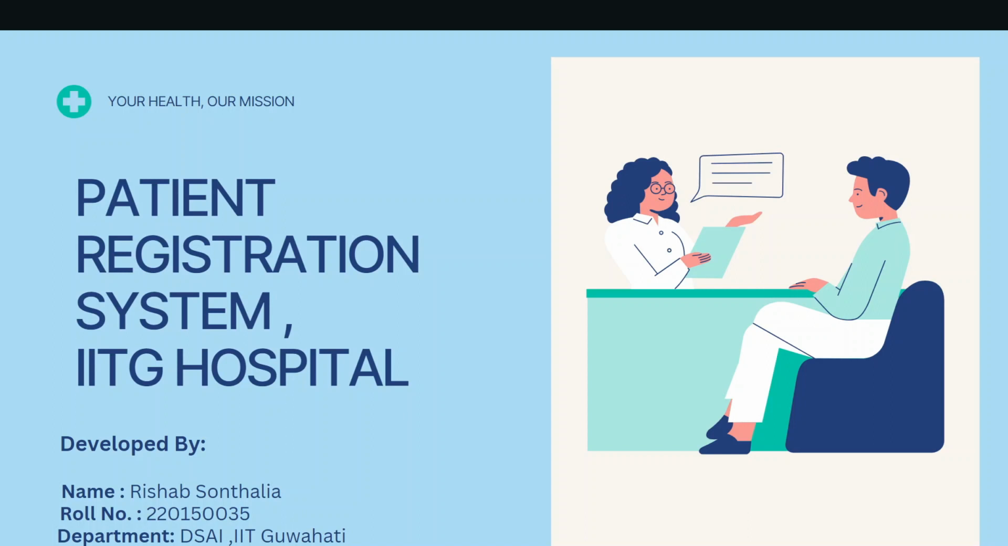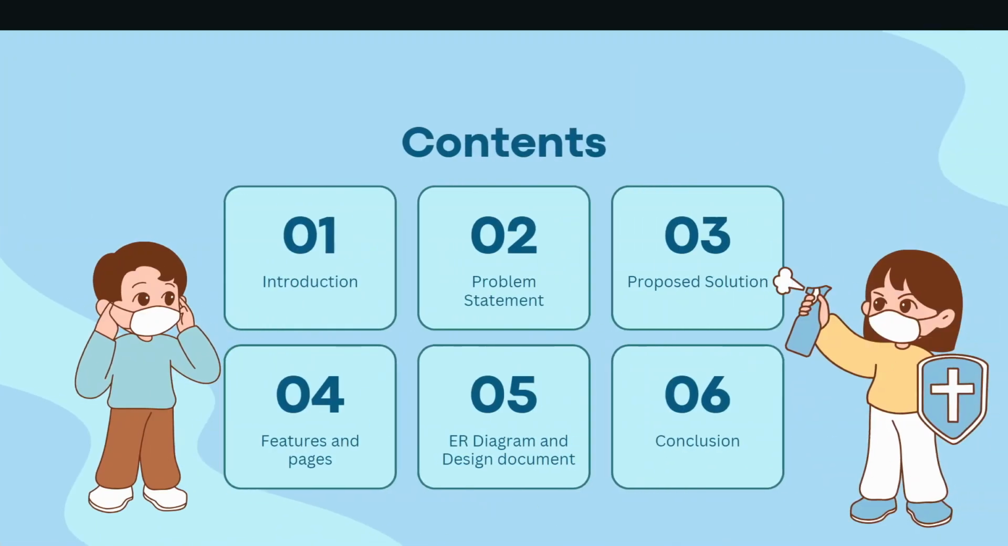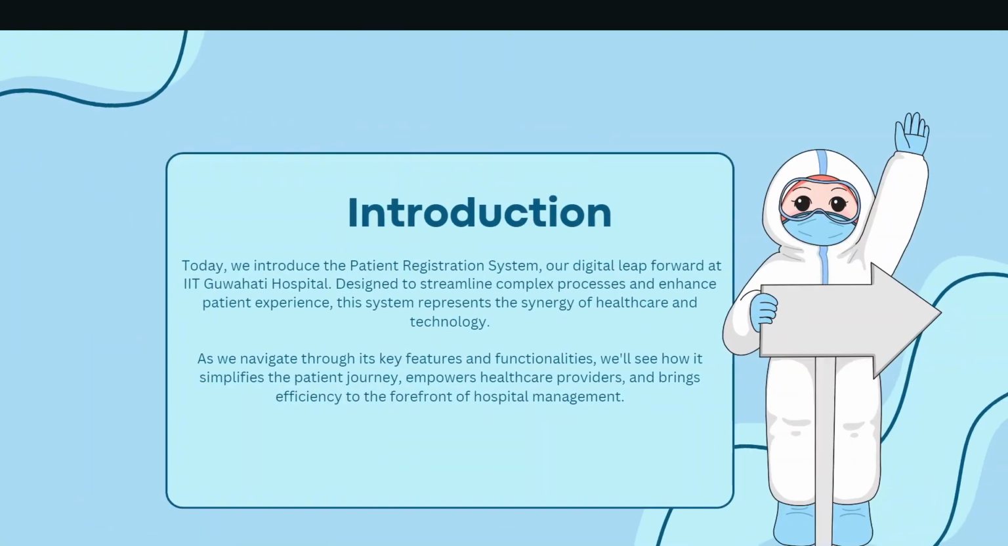Today I'm going to talk about the patient registration system for the IIT hospital. This is my course project. So let's get started. First I will introduce, then I will talk about the problem statement, then the proposed solution, then I'm going to talk about the various features and pages that I've added in my system, and then I will go through the ER diagram and the design document, and then I will draw a conclusion.